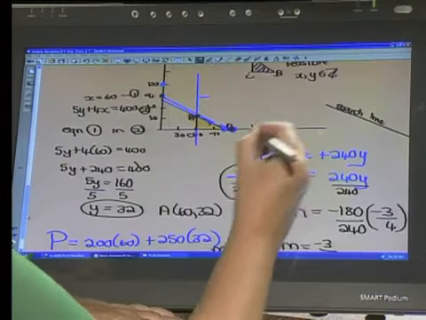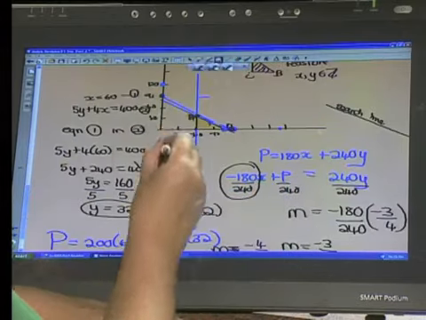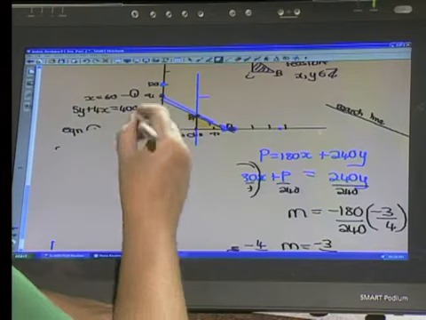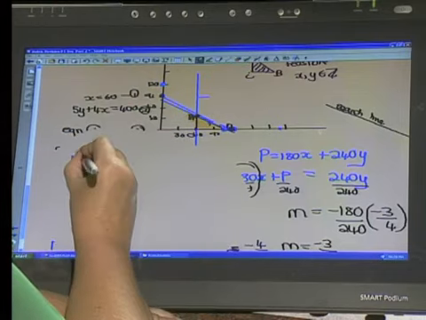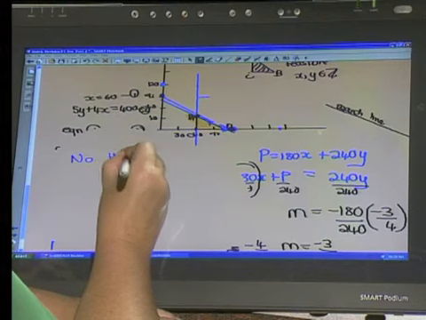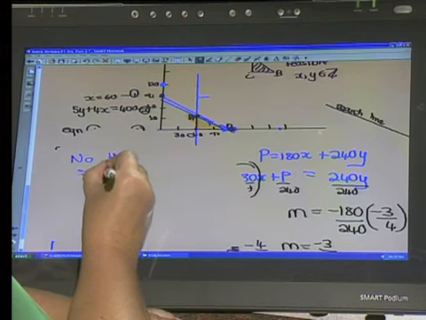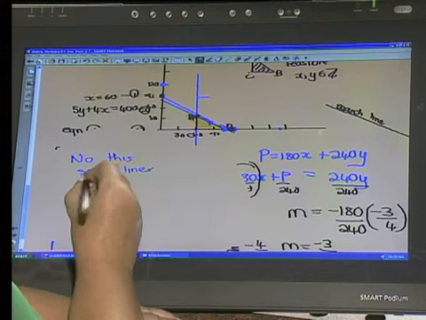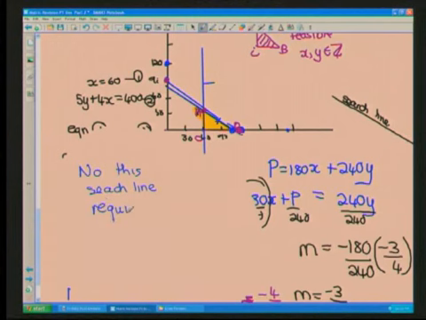So the answer to this question is no. This search line requires 100 type N's and 0 type S's.